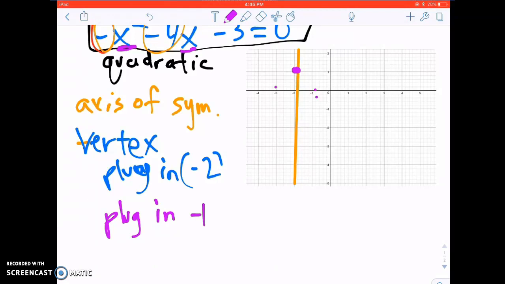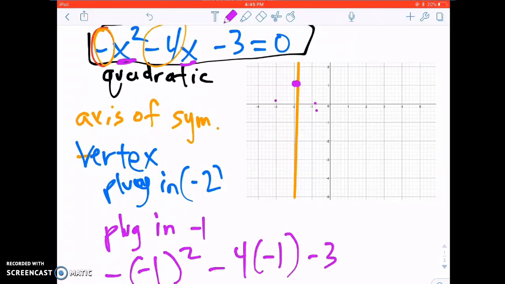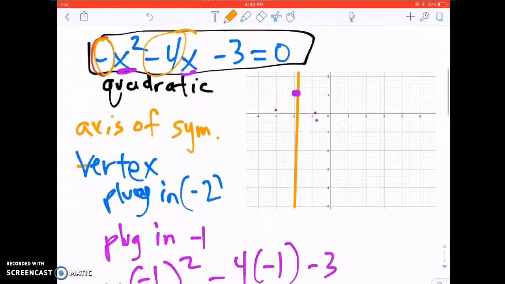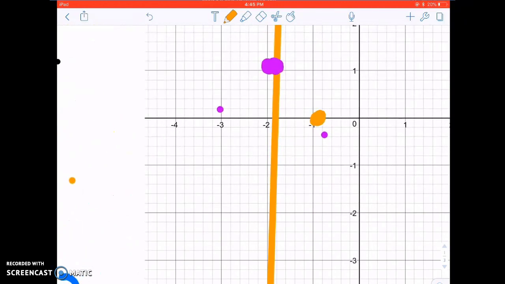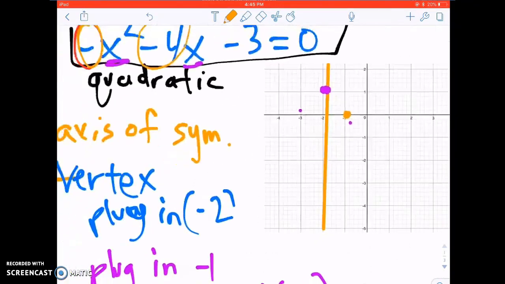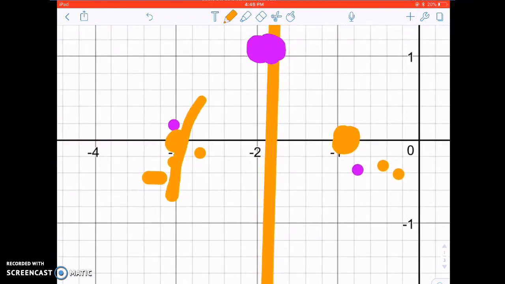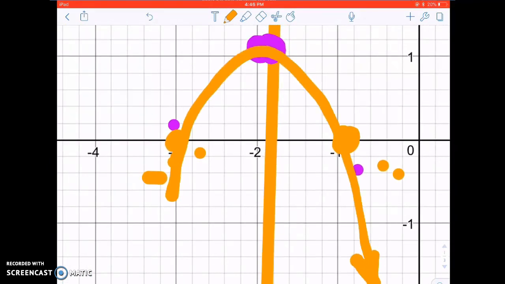If I plug in negative 1, here we go again, same equation, I'm plugging in negative 1 for this problem. If you want to slow this down and do it yourselves, you can. I'm going to go kind of quick. This will equal negative 1. Negative 4 times negative 1 is positive 4, minus 3. When I do this, I get 0. So I'm going to put that dot on my graph here: negative 1, 0. Since my graph is symmetrical on either side, negative 3, 0 will also be the same. And we have this nice looking graph that's going to go like this.